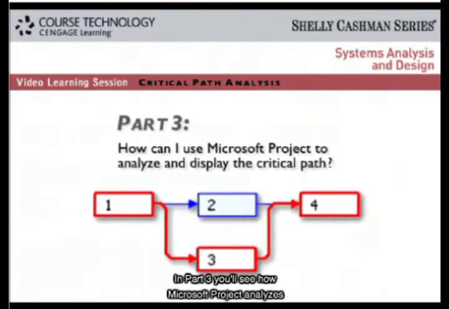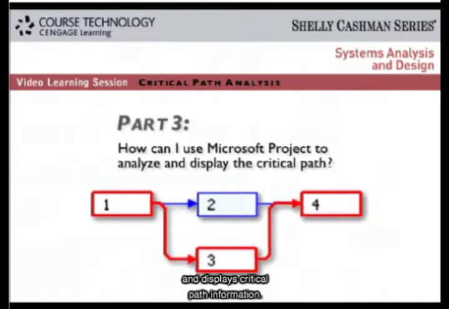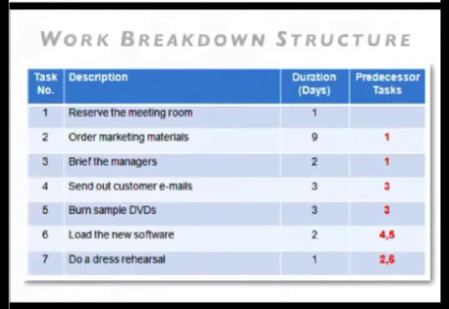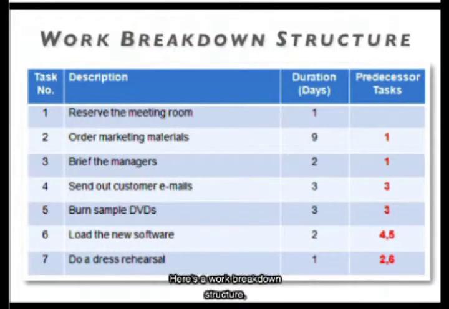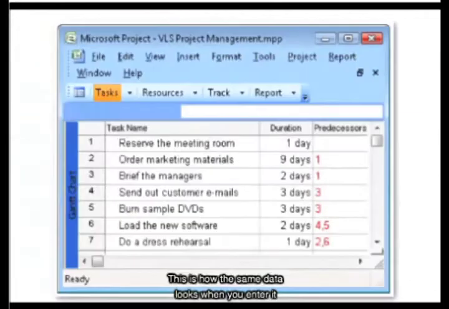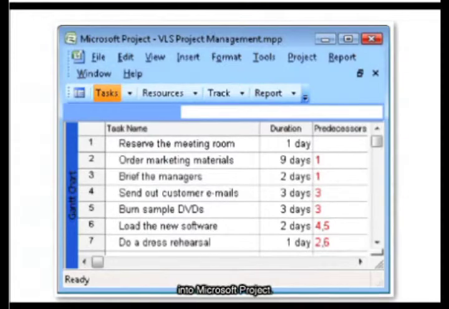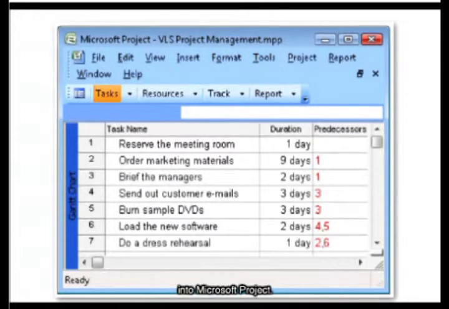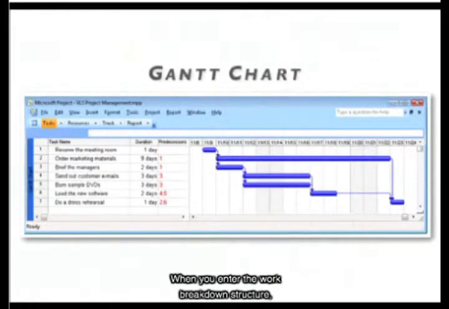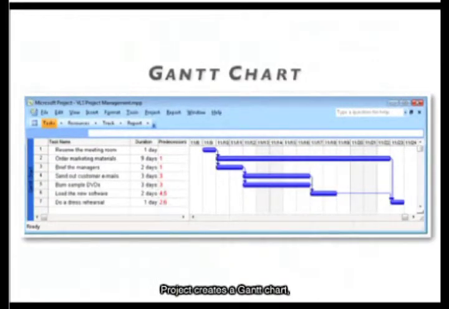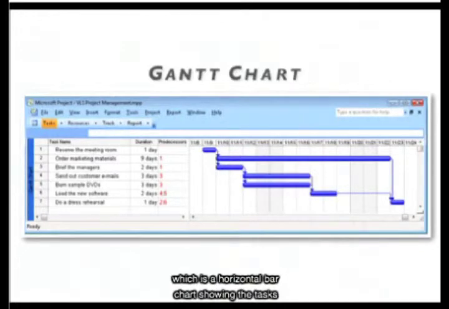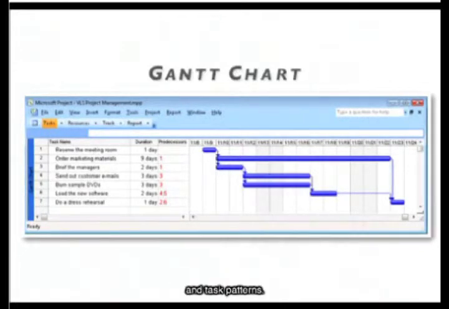In Part 3, you'll see how Microsoft Project analyzes and displays critical path information. Here's a work breakdown structure, complete with durations and predecessor tasks. This is how the same data looks when you enter it into Microsoft Project. When you enter the work breakdown structure, Project creates a Gantt chart, which is a horizontal bar chart showing the tasks and task patterns.